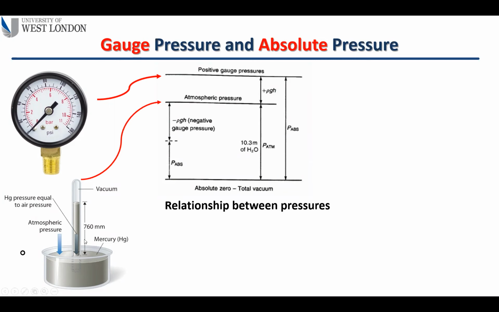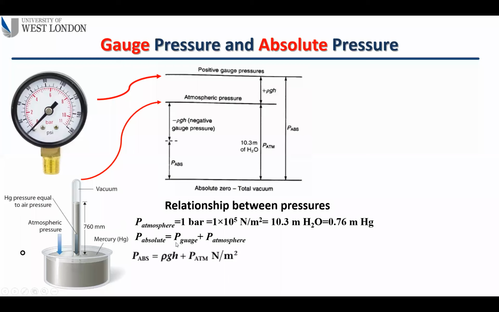But you need to know the atmospheric pressure is equal to 76 centimeters of mercury. If we look at the connection between atmospheric and absolute pressure, the absolute pressure is equal to the gauge pressure plus the atmospheric pressure. So that's a relationship that we need to have all the time.